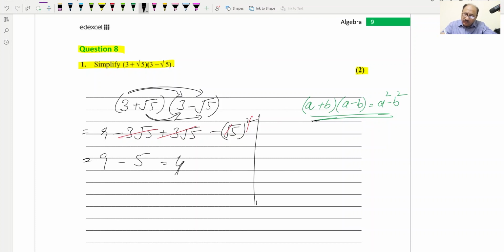Now if we apply the formula, a plus b, 3 plus under root 5, and 3 minus under root 5, this one. So we can directly apply it, so it will be 3 squared minus under root 5 squared, and this will be equal to 9 minus 5, because the square and root will cancel. So this will be equal to 4. You can see this is also resulting in the same answer.